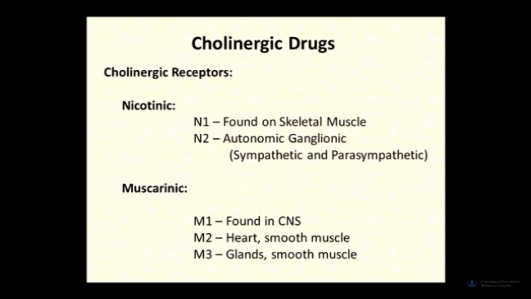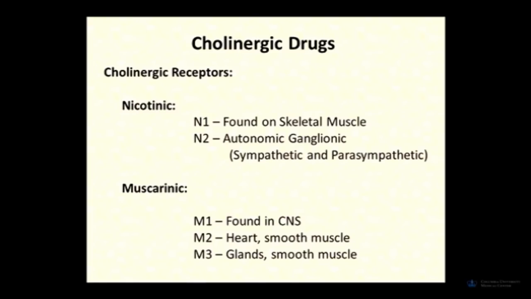The muscarinic receptors, there are at the very least 3 well-identified subtypes of the muscarinic receptor. There are actually more than that, but there are 3 that are worth mentioning. So the M1 is mostly found in the central nervous system, not a part of the autonomic nervous system at all. The M1 receptor that can bind to acetylcholine is found in the central nervous system, not part of the autonomic nervous system at all.